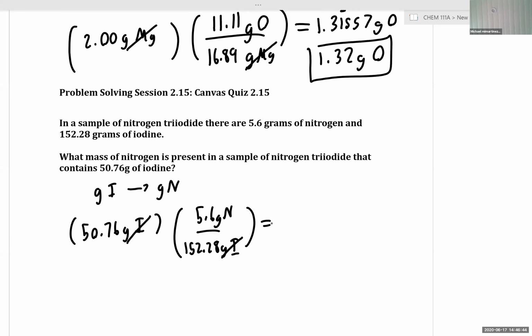So we have 50.76 times 5.6 divided by 152.28, and that in turn gives us 1.866, which we round to 2 Sig Figs, so 1.9 grams of nitrogen.